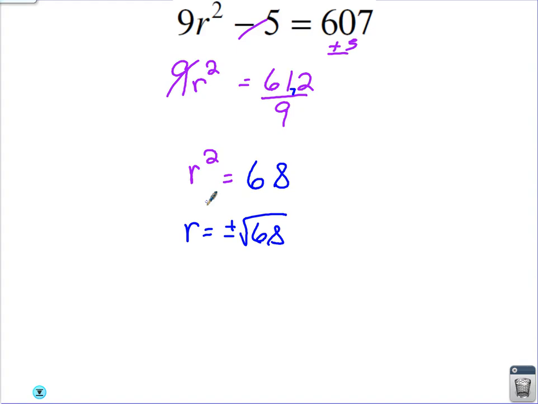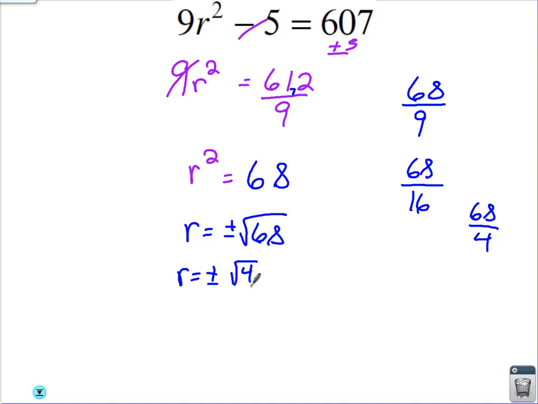You take out your calculator, and you take 68. I know the square root of 9. I know the square root of 16. I know the square root of 4. Which one's located in 68? 4. I could split the square root of 68 into plus and minus the square root of 4 times, and when you divide it, you get 17. So that means that 68 must be 4 times 17.